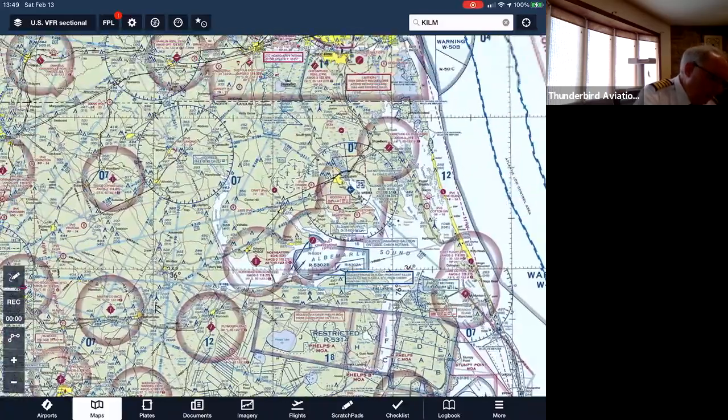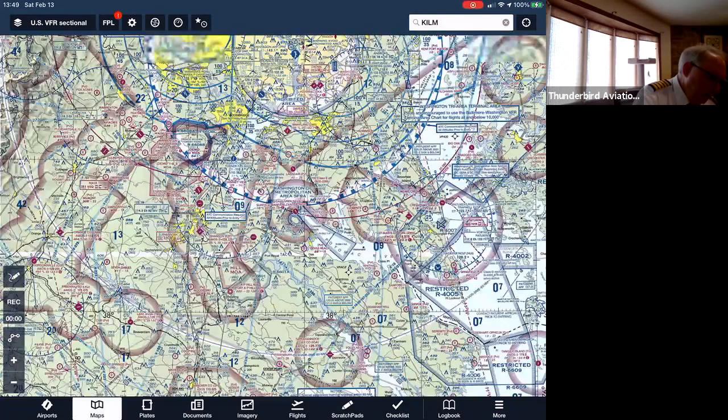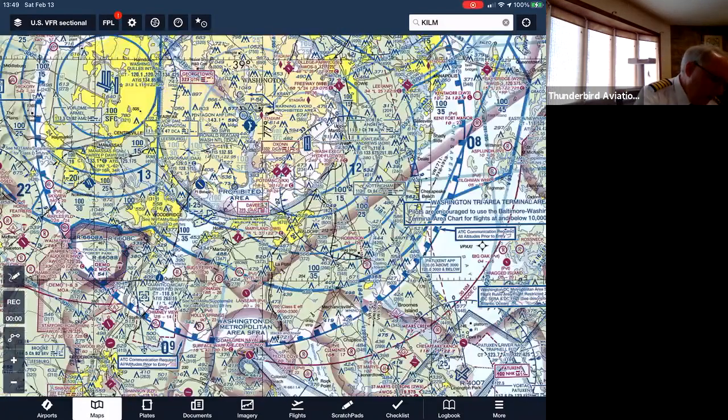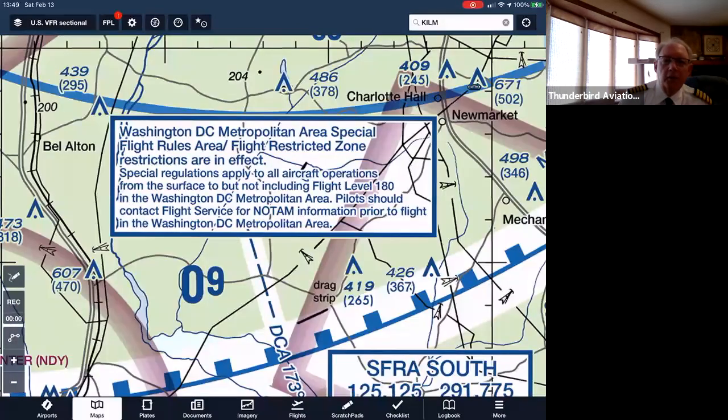So also out here on the East Coast is this blue line with the squares on it. These are in various places across the country. They're called Special Flight Rules Areas. This one's the Washington, D.C. Metropolitan Area Special Flight Rules Area. Basically, inside a Special Flight Rules Area, the rules of Part 91 have been modified slightly to accommodate what's going on inside that.